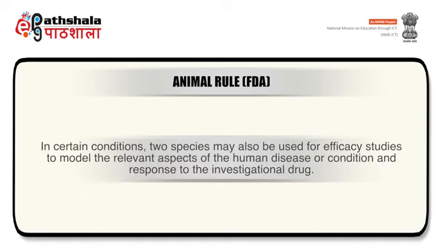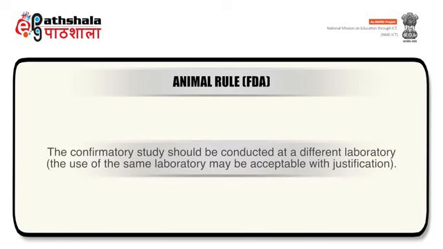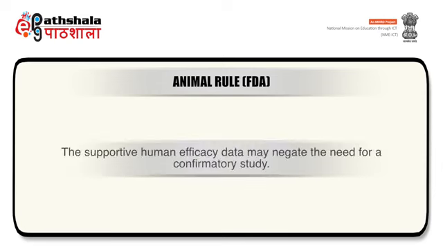In certain conditions, two species may also be used for efficacy studies to model the relevant aspects of the human disease or condition and response to the investigational drug. For a drug demonstrating efficacy in a single study, a confirmatory efficacy study is necessary in that animal model. The confirmatory study should be conducted at a different laboratory. Supportive human efficacy data may negate the need for a confirmatory study.